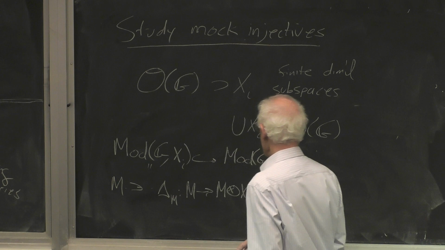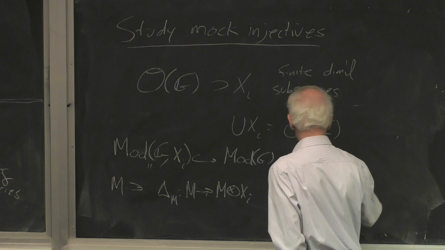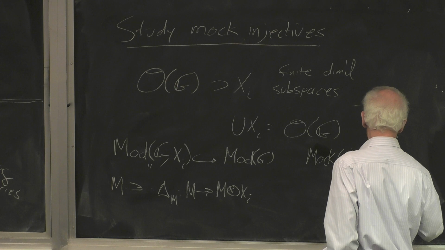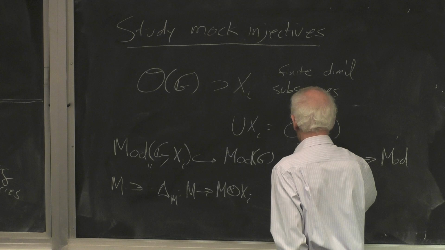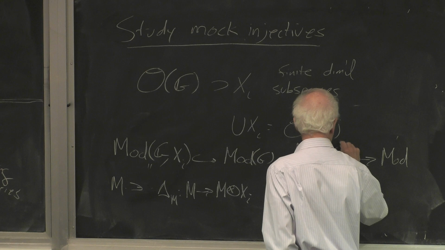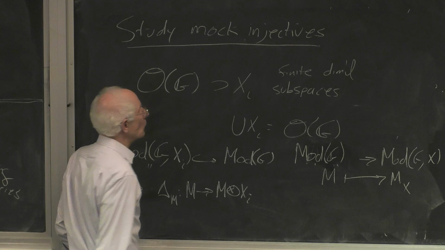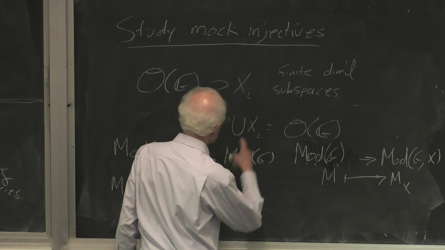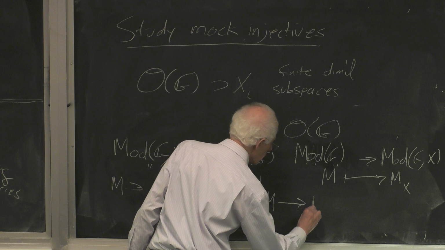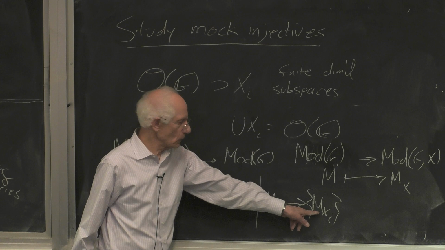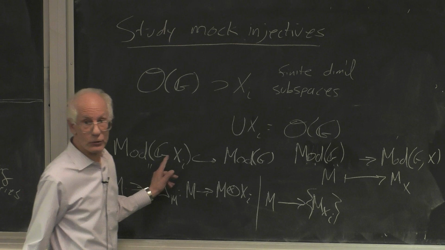And now it's very easy to see there's a right adjoint, which is left exact. I'm getting carried away. I want to go from mod G to mod G_X, just sending M to M sub X. So if I have a family of these finite dimensional subspaces, I can associate M to this family, M sub X_i. Each of these is a G module. And it's easy to see that M is injective if and only if each of these is injective in these little categories. So that's the start of what I'm trying to do.